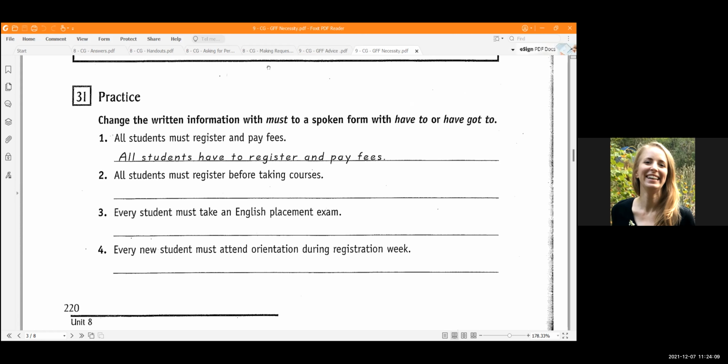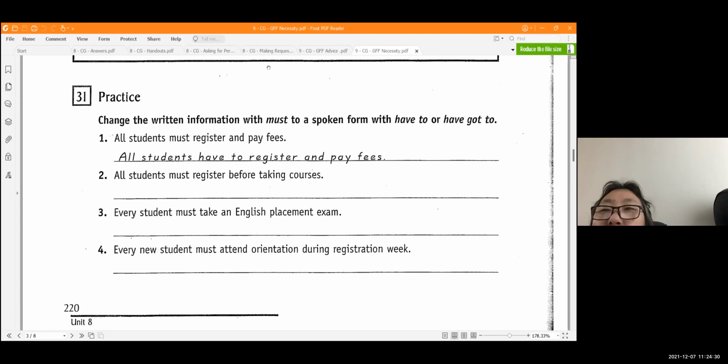I don't know if I can explain it other than it's easier. It's just more friendly. No, I got it. So in here, you're right. You're taking these written instructions, like you're reading the rule. All students must register. So you're telling your friend, all students have to register. All students must register before taking courses. All the students have to register before taking courses.